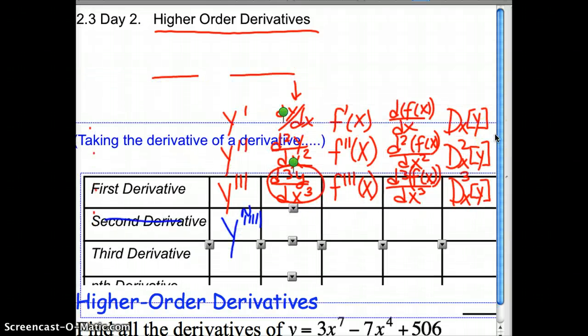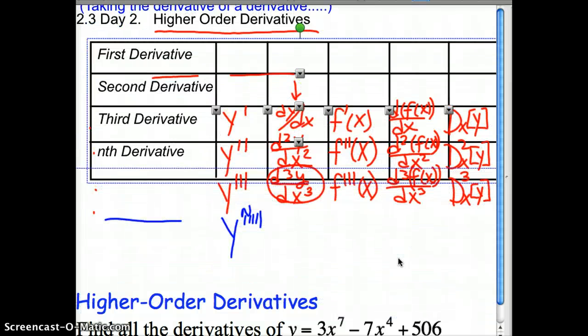Down on the bottom here, let me move it on down. Uh-oh, what did I just do? I just messed it up.